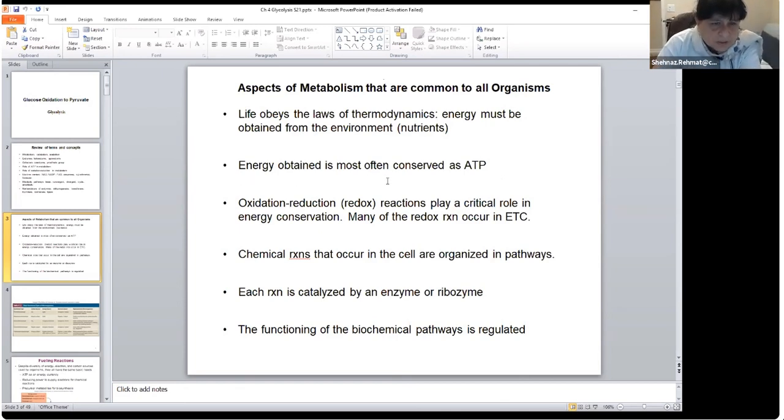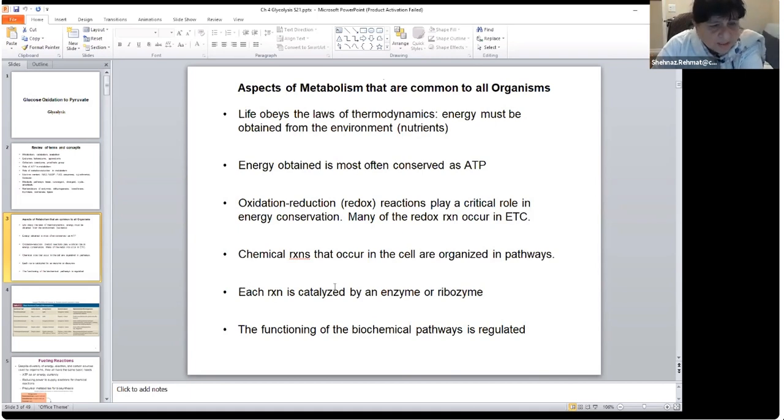Not only is ATP the source of driving some of these reactions in the cell, but oxidation reduction reactions also play a critical role in energy conservation. And many of the oxidation reduction reactions occur in the electron transport chain, and we'll talk about the electron transport chain very soon. Chemical reactions that occur in the cell are organized in pathways. You're familiar with it, that they have to be in a pathway which allows the maximum efficiency in the cell. So the product of one reaction acts as a substrate for the next reaction and so on. So they are organized in these pathways, as we call them.